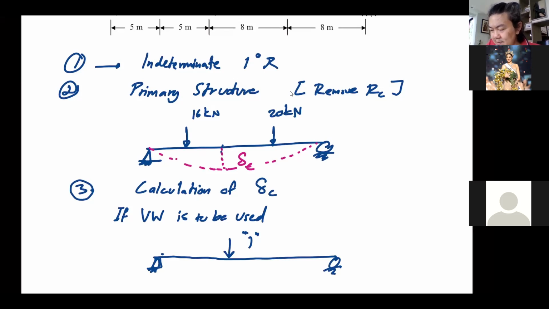The calculation of displacement due to RC, right? So this step becomes a similar step, as they're using the virtual work. So it's the same thing. That's why it's gone again.